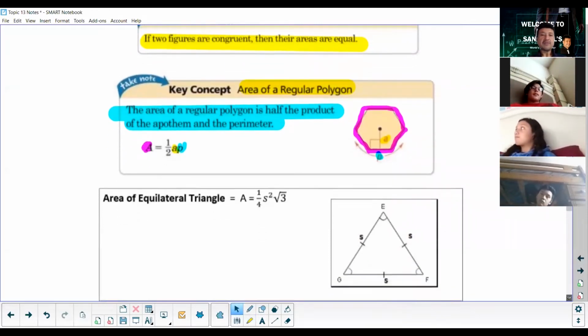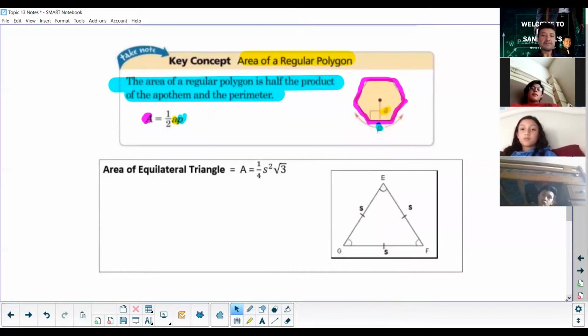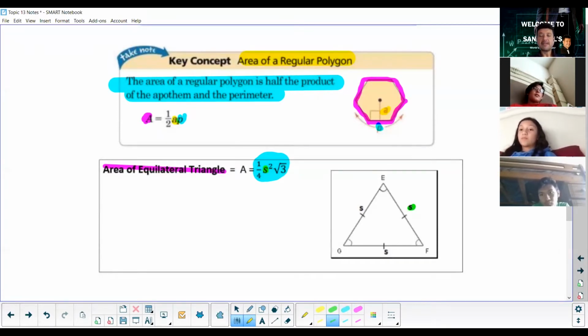Now let's do this. Marcus, why don't you go ahead and read the area of an equilateral triangle? The area of an equilateral triangle is 1/4 of a side squared times the square root of 3. Okay, excellent. That means that you only need to find S, and one thing that I love about this is you could find S anywhere on here. All right, good. Now let's get into our examples.